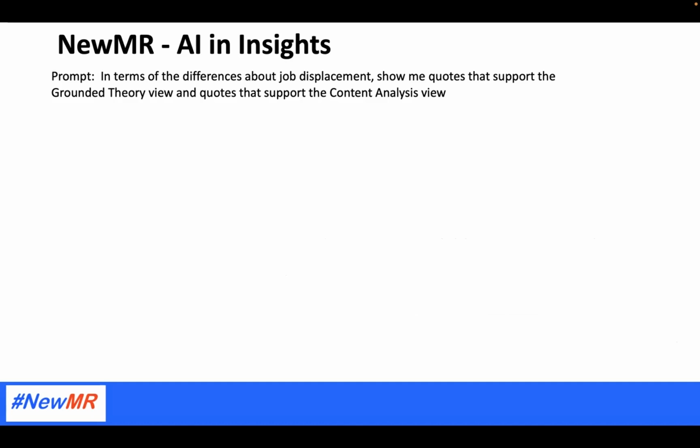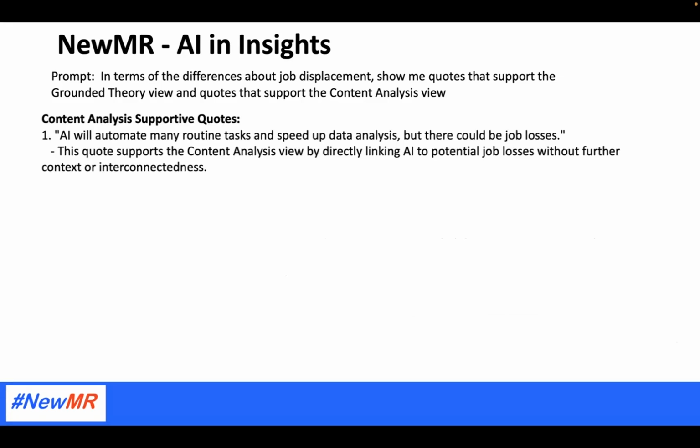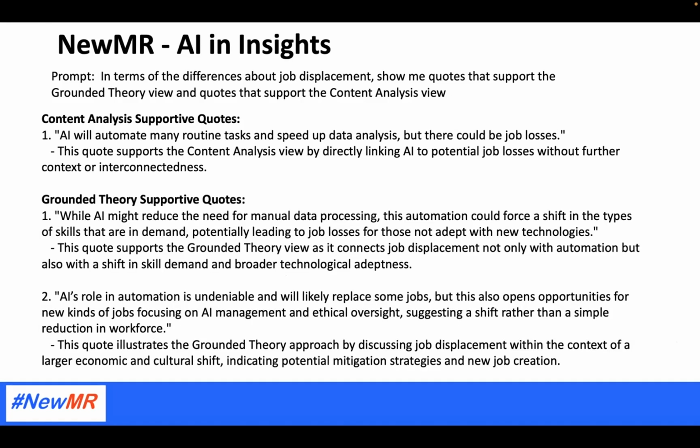In terms of the differences about job displacement, show me quotes that support the grounded theory view and quotes that support the content analysis view. And it shows me one from the content analysis, and I double check that's actually in the data file. Then it shows me two quotes that support the grounded theory, and I double check that those are actually in the data file. And I'm getting a much better understanding of what's going on in this information.